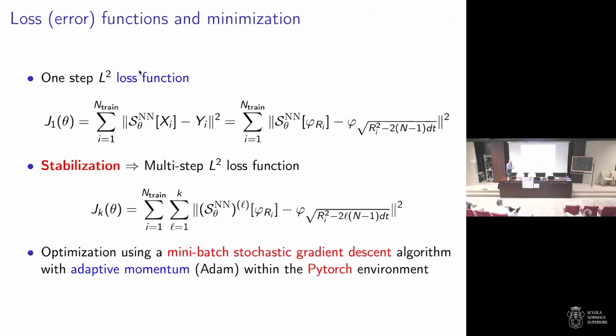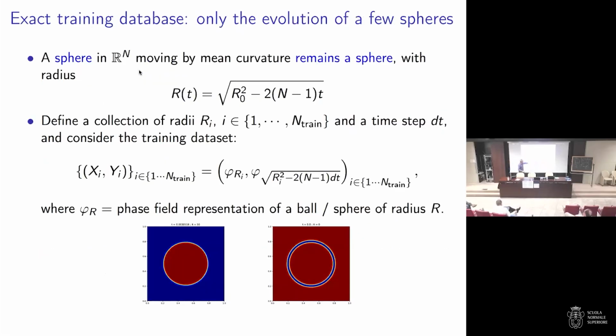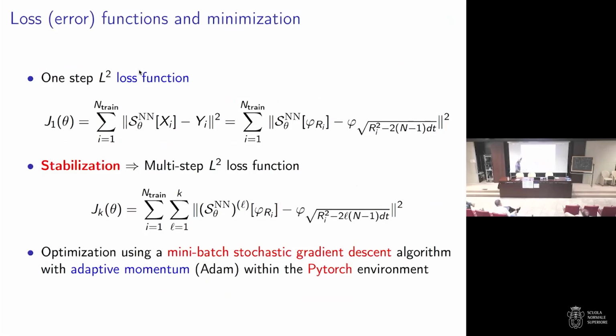So now, of course, we want the neural network to be a very good approximation of the discrete semigroup. So we need to use what is called a loss function, a penalty energy. And so on all your training data set, you're going to compare the output of your neural network with the ideal output that you know, because you know how a sphere should evolve. Okay, and this is for one step, but you can also, if you want to stabilize more, use what is called a multi-step loss function.